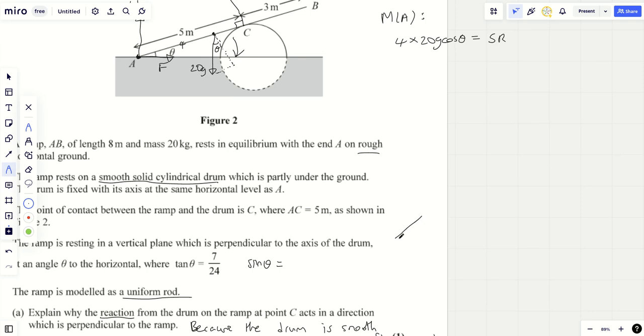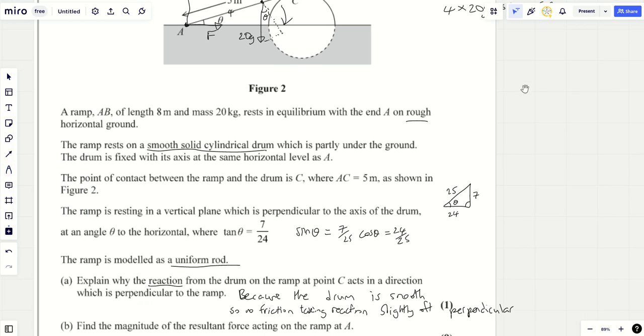Well, 7, 24, 25, I think is a Pythagorean triple. 24 squared, 576, plus 7 squared, 49, yes, 625, and so square root 25. And that's theta. Okay, so sine theta is going to be 7 over 25, cos theta is going to be 24 over 25. Get that done. It's probably wise to do that straight away as well. There's loads of sort of prep work in these questions.